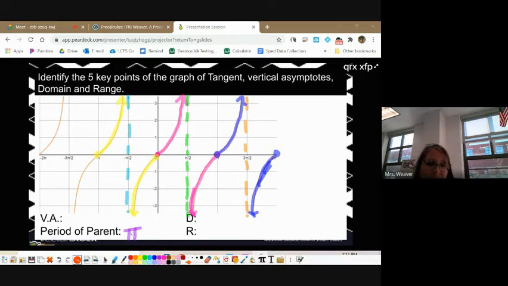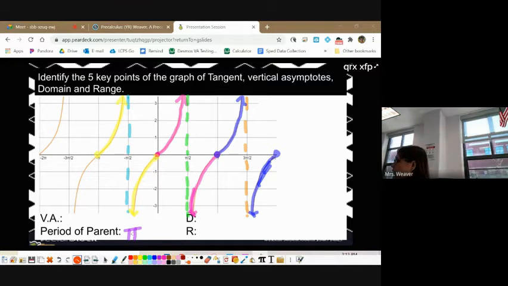So when we're talking about tangent, it's going to be pi divided by b as opposed to 2 pi, which it was for sine and cosine all the time. For secant and cosecant, it'll still be 2 pi divided by b because those came from sine and cosine functions. But when we do tangent, it's going to be pi divided by b when we're looking for the period. Okay, because the parent function has a period of pi units.